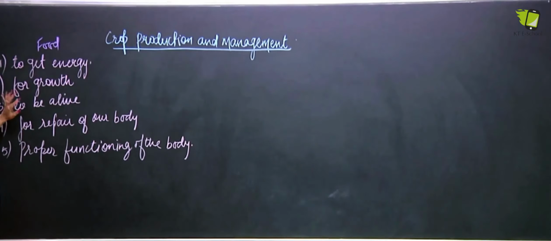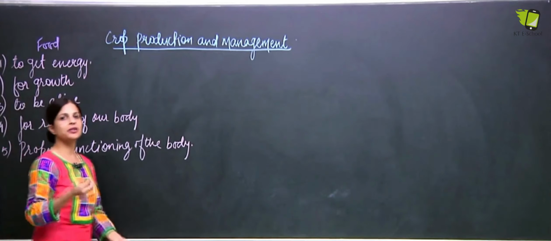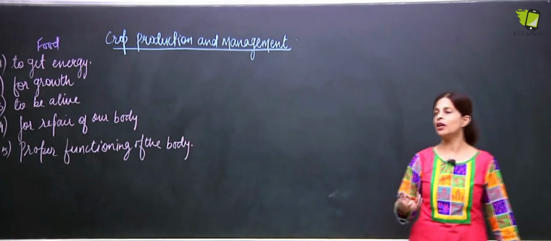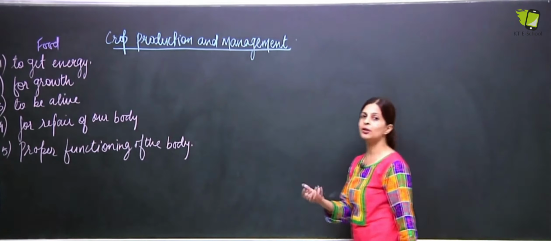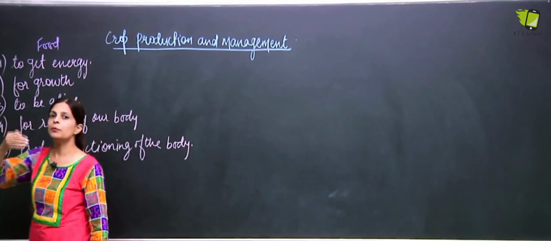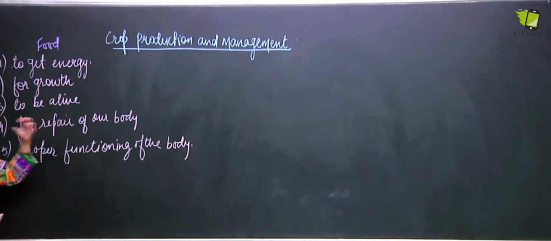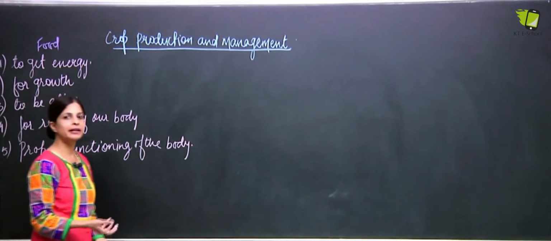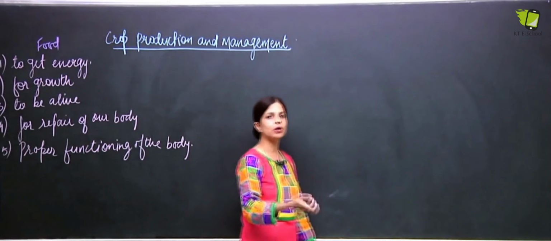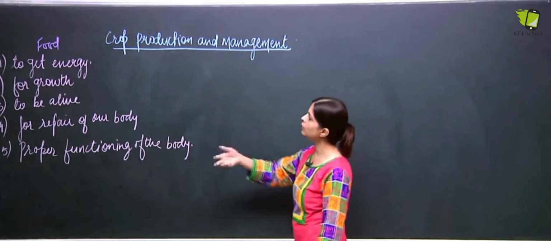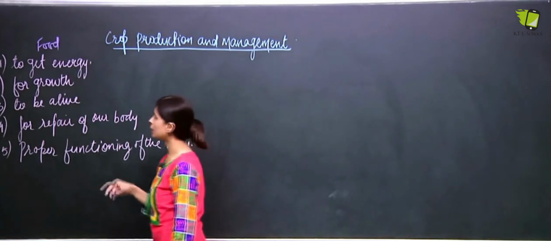Now second is for growth. Obviously the children who do not eat properly suffer from one disease or another, and we can even call them malnourished. That means for proper growth of the body, it is very essential to have proper food. Now third is to be alive. Very rightly said, if you want to be alive, if you want your existence in this world, you need to have food.